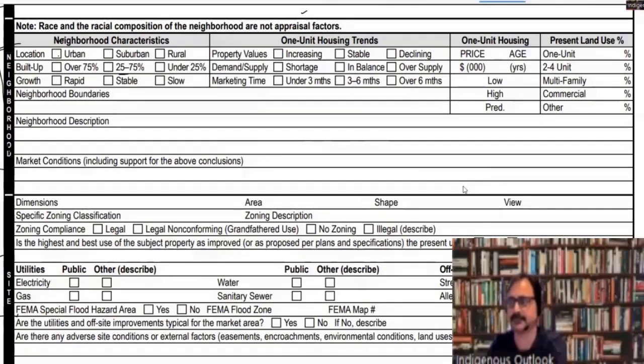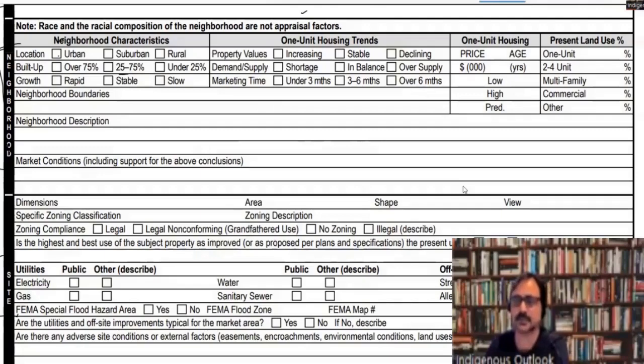It's a rural area under 25%, but growth is rapid. Growth means buildings growth, land acquisitions, how it is growing, how buildings are growing. So if it is urban, obviously it will be rapid. More people, more population, they need more homes to be built, right? So it is going to be rapid.